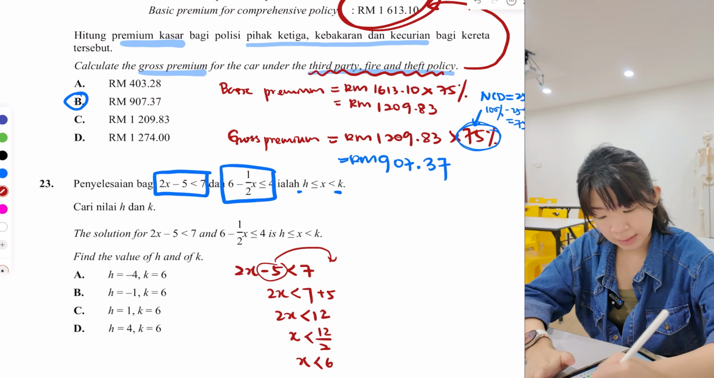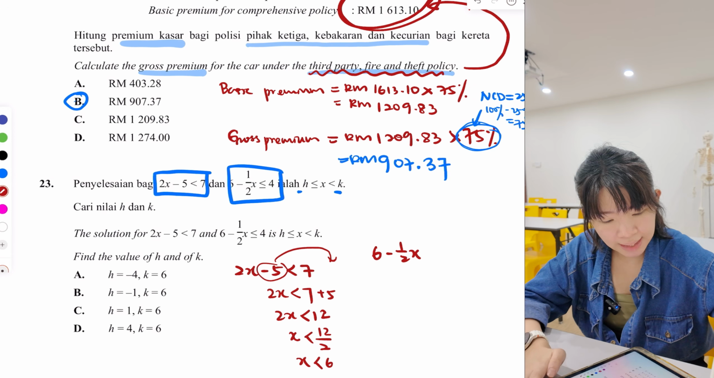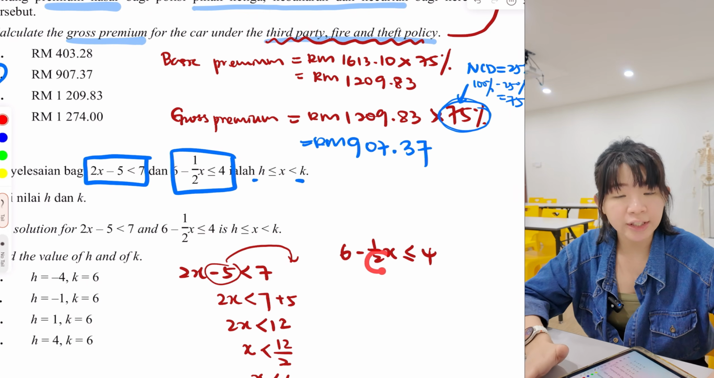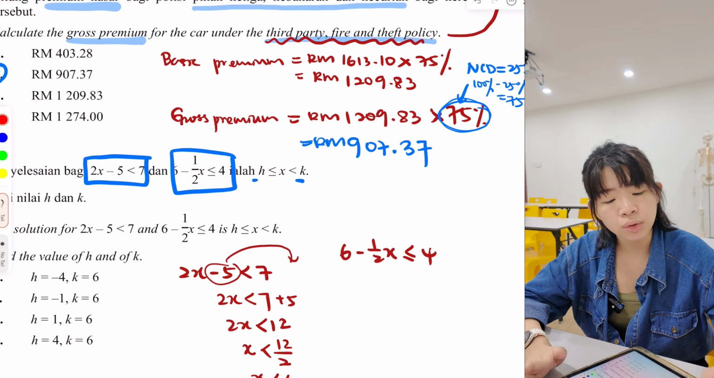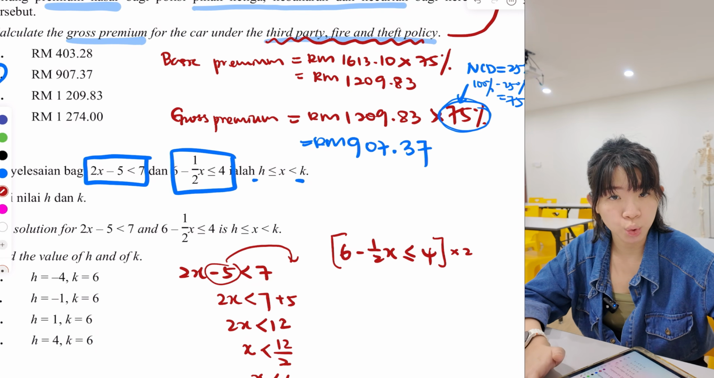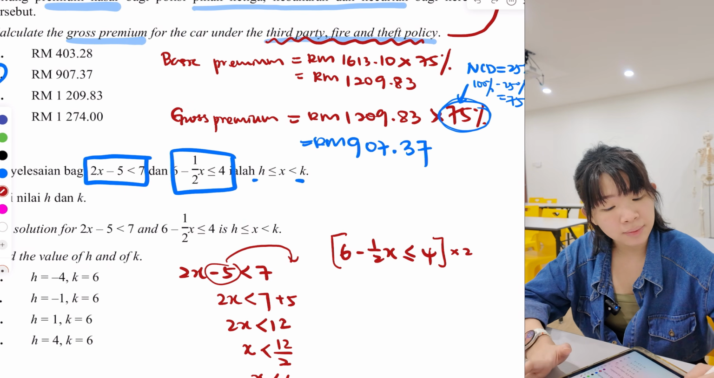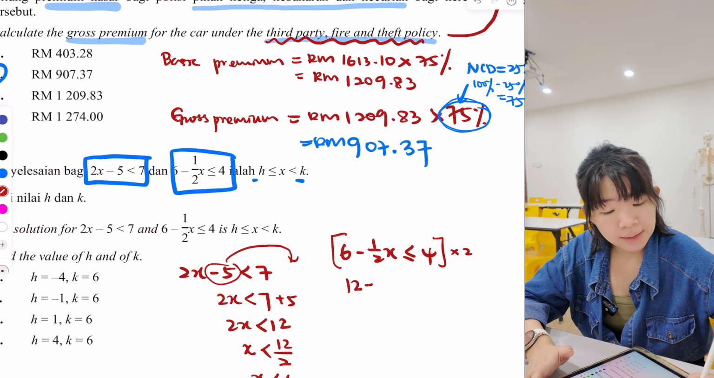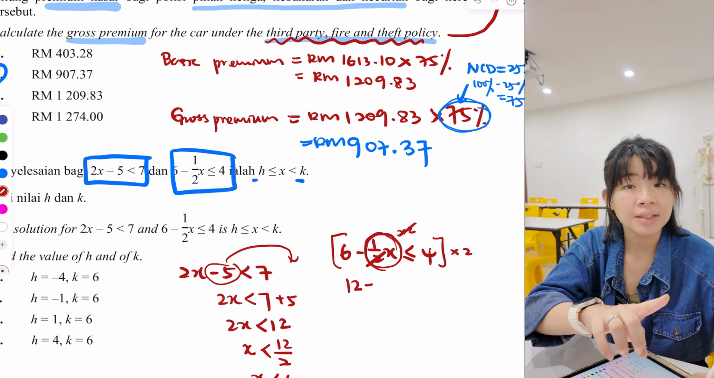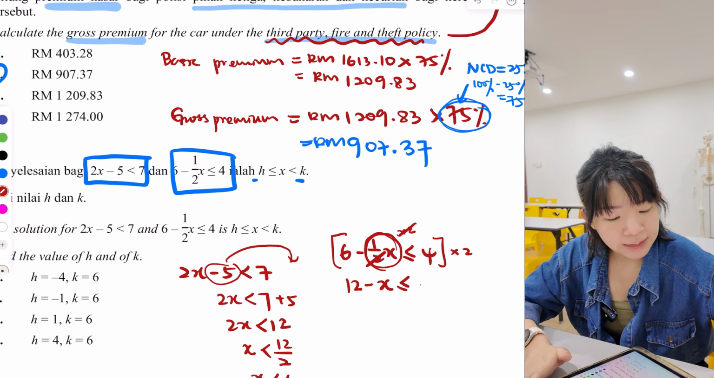Now, the second inequality: 6 minus half x less than or equal to 4. To find x, first thing, I will always get rid of the fraction because I hate fractions. I don't want to solve anything with fractions. So first step, the whole thing times 2, so the 2 can cut off. Every term times 2: 6 times 2 we get 12, minus, this whole term times 2, the 2 cuts away, left 1x. The 1 doesn't have to times 2. So it's just minus x, less than or equal to 4 times 2, which is 8.